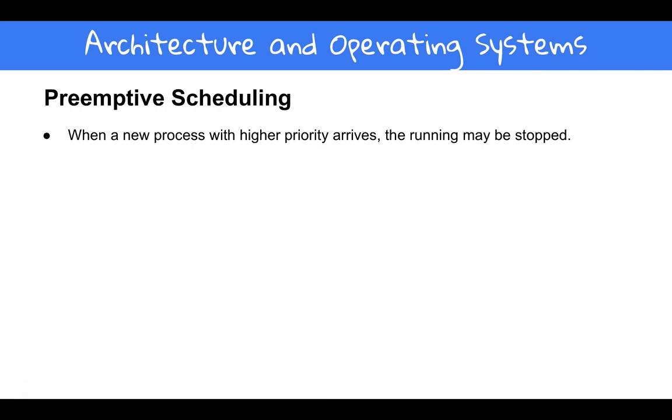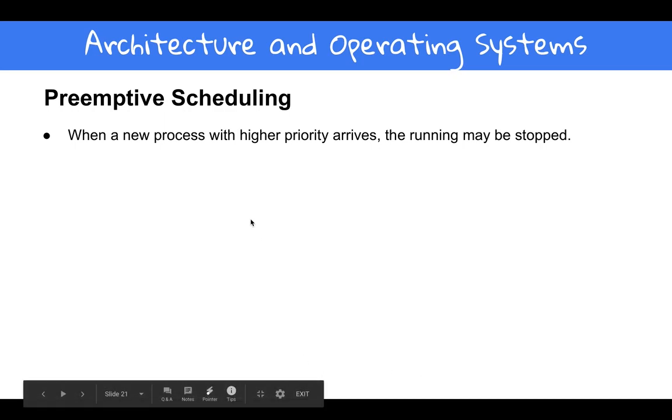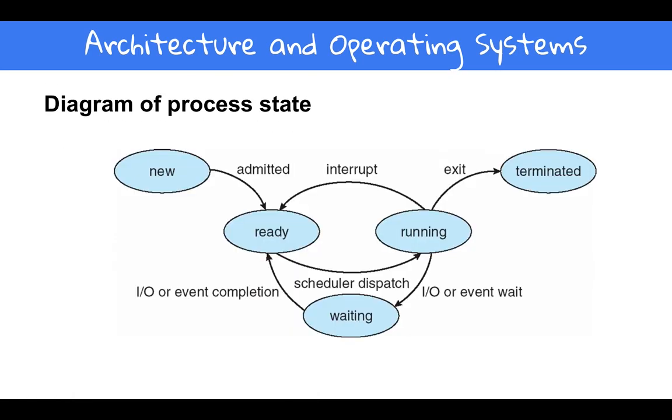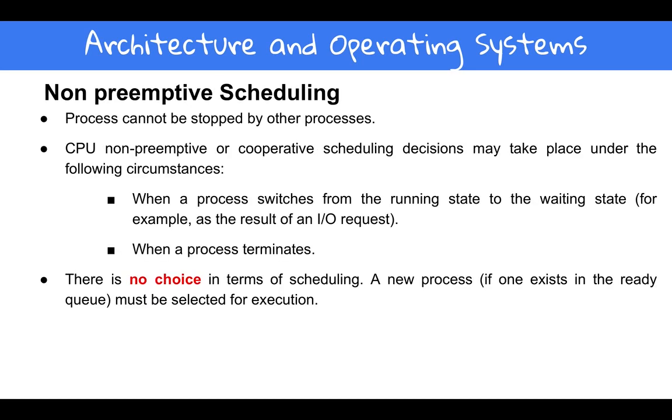The other one is preemptive scheduling. Preemptive scheduling is when a new process with higher priority arrives, the running process may be stopped. Here, again, let me go back to that. We are running some processes, but a very high priority process comes. We need to stop the currently executing process and give the CPU to that process. So we need to interrupt that. With non-preemptive scheduling, we cannot do this, but with preemptive, we can do that.